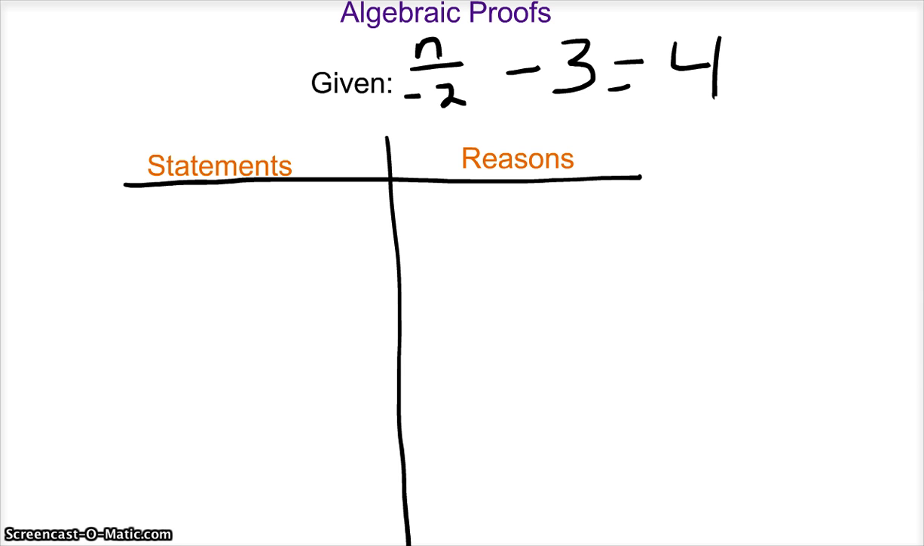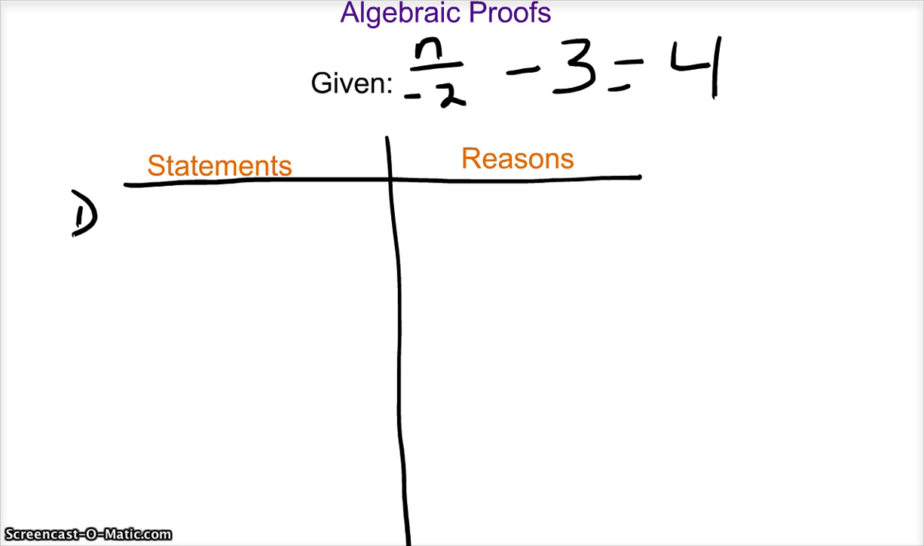Alright, example 2 is n divided by negative 2 minus 3 equals 4. Now, on the last one, I told you I wasn't going to show you every single step. I said them out loud. I said, okay, I'm going to add 8 on both sides. So my reason is addition property. But I didn't show you plus 8 on both sides. On this one, I'm going to show every single step. So my reasons will actually be more than the last one would be. It's 5 reasons instead of just 3. But it's just your choice on which one works best for you.